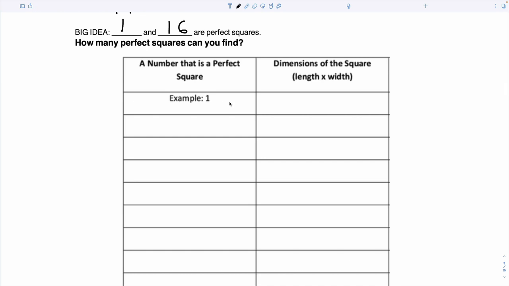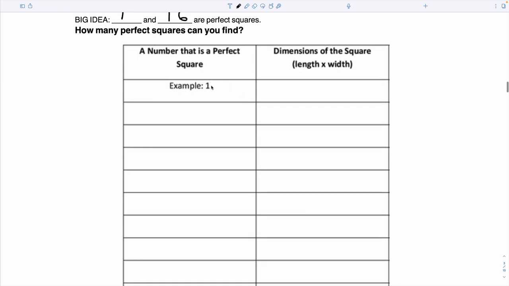You're going to try to finish this chart with other perfect squares, and you're going to prove it to me on a grid paper. If I know that 1 is a perfect square, my dimensions are 1 times 1, and so my perfect square that I say is 1. That would work. I proved it by saying 1 times 1. Another perfect square could be 4. 2 times 2 is 4.